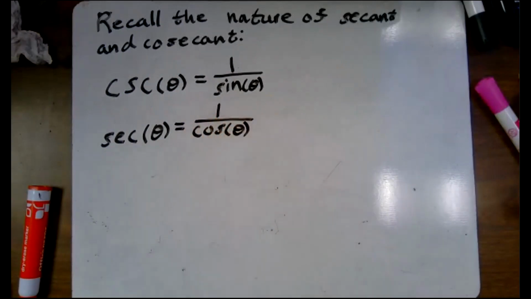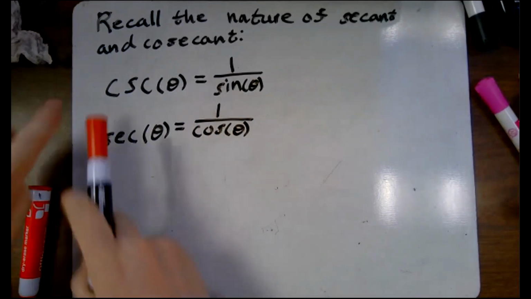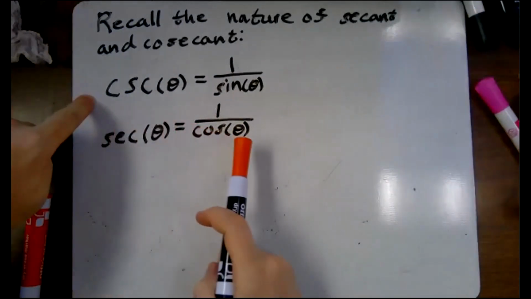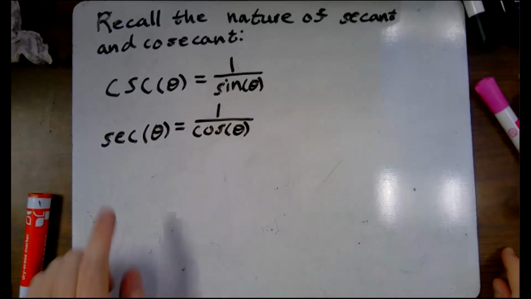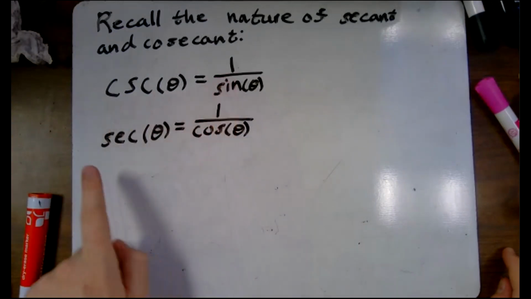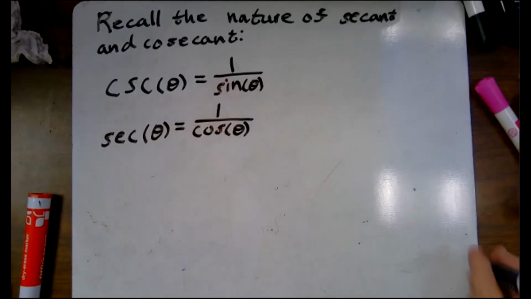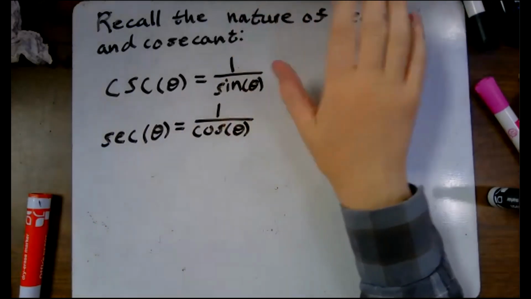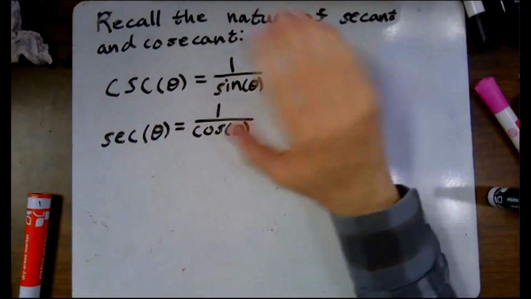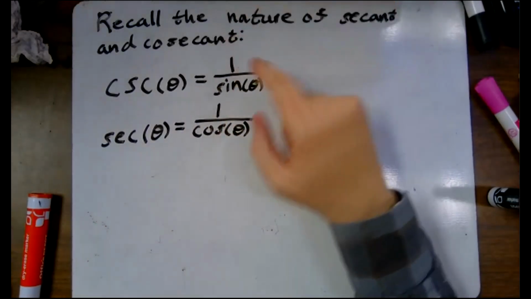Yeah, I know. Part of one's brain feels like cosecant should be 1 over cosine. But no, they're not named in a way that makes intuitive sense. Cosecant is 1 over sine, secant is 1 over cosine. Anyway, it follows then that we should be able to figure out some of the properties of these graphs just from looking at these equations here.